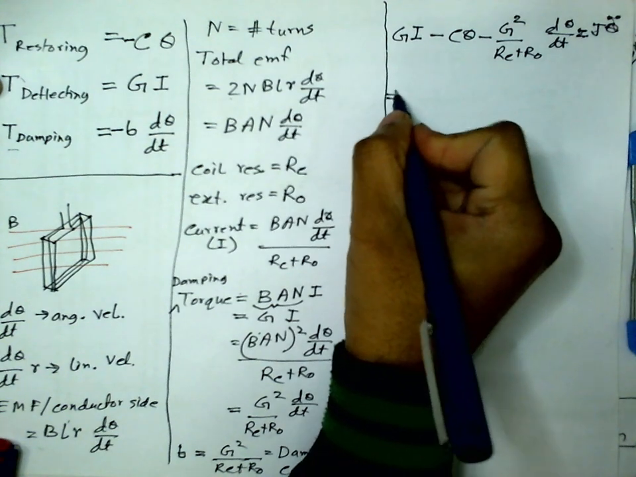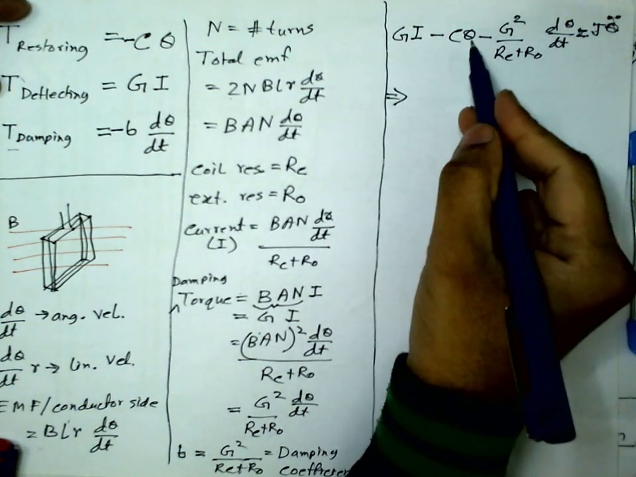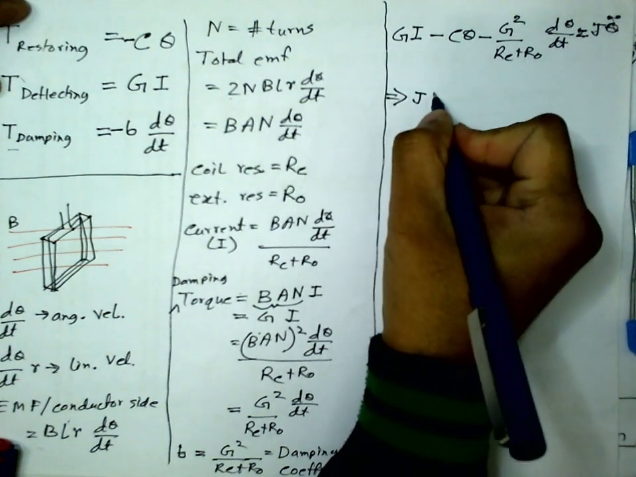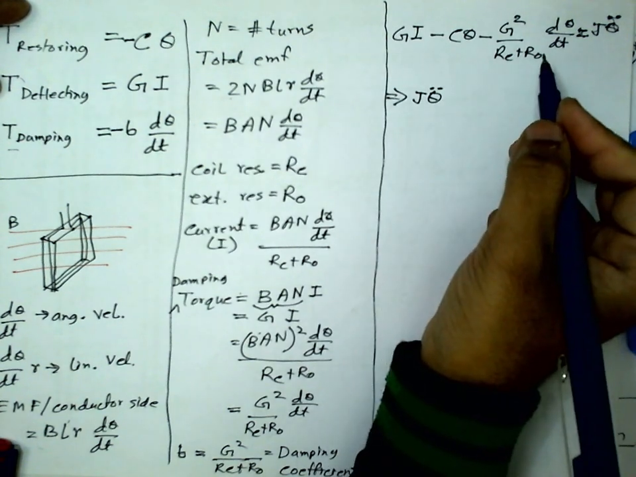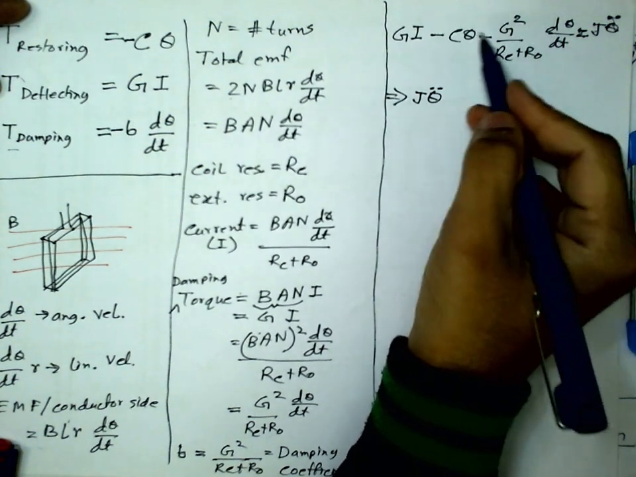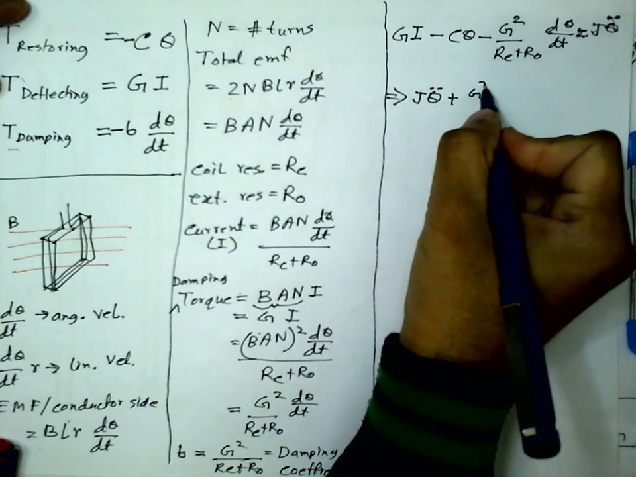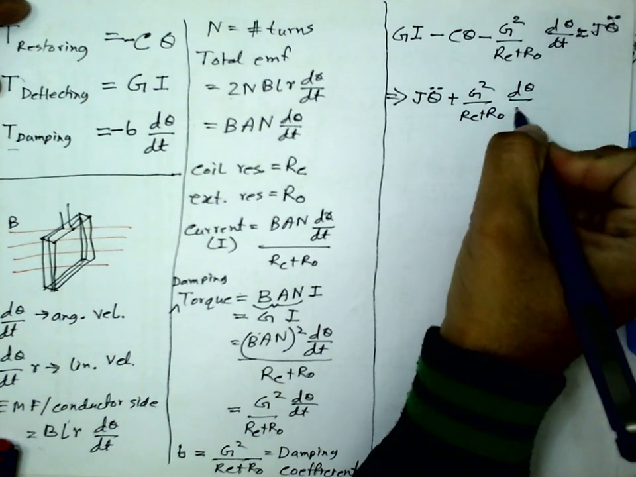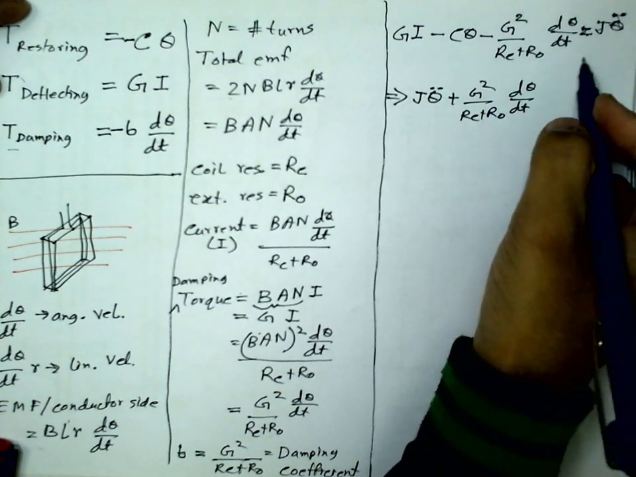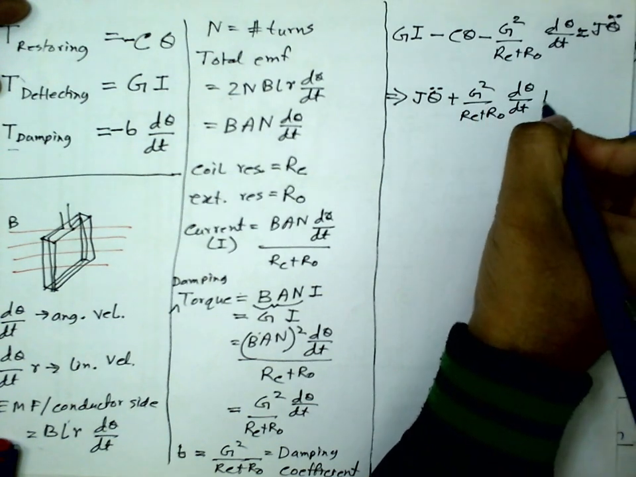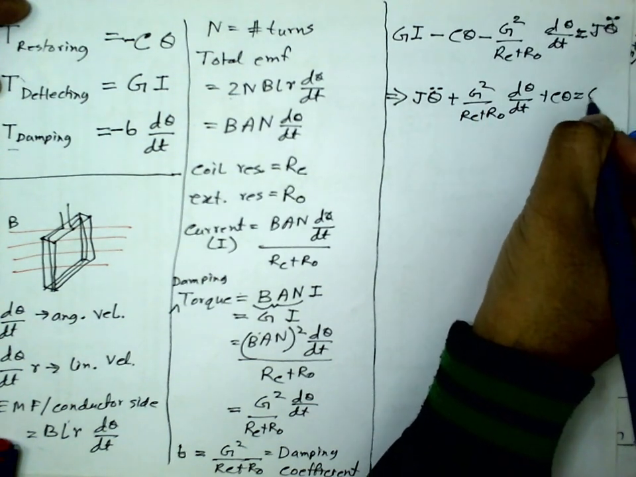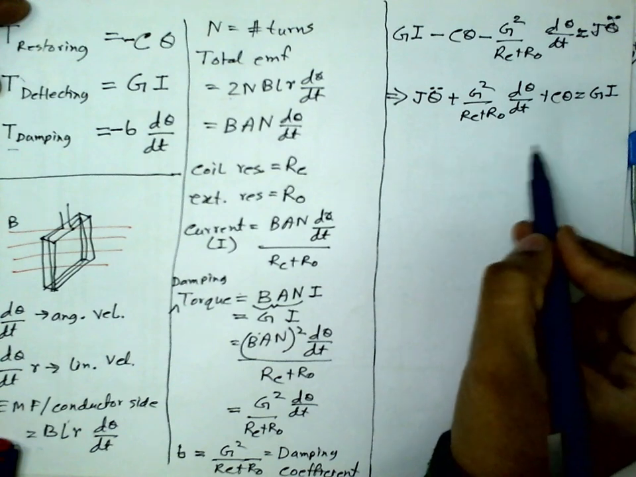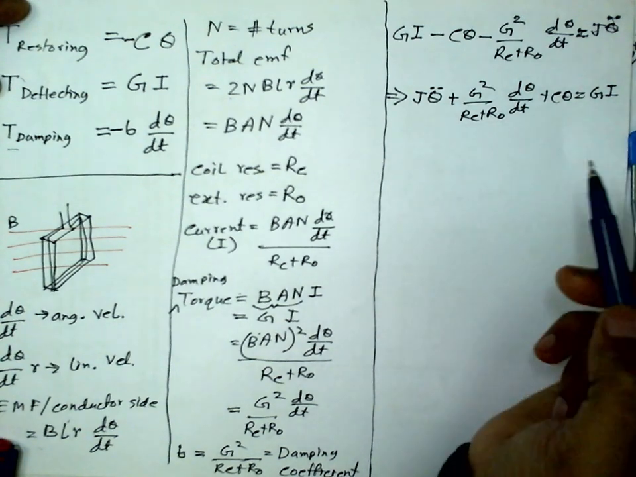So this I can rewrite or reorganize like this. I take all the theta related terms on one side, so this becomes J theta double dot, plus this term, G squared by RC plus RO d theta dt, and then plus C theta is equal to Gi, right? So this is the equation of dynamics.